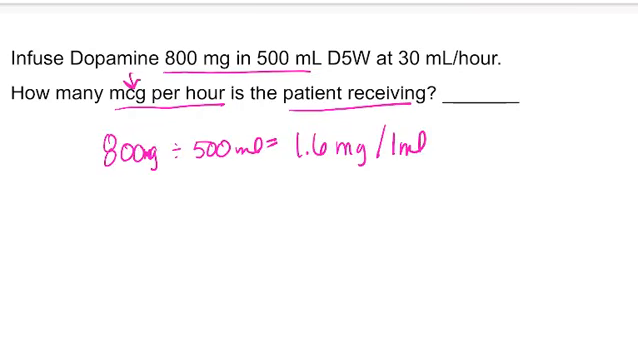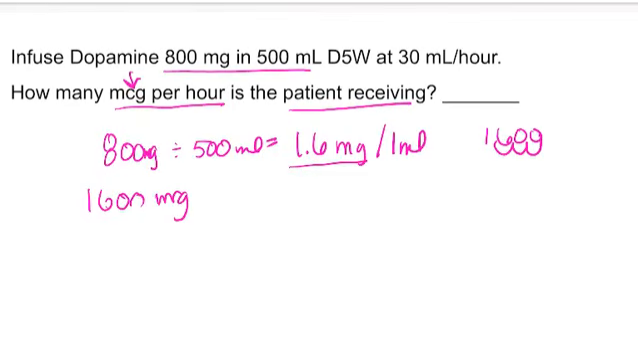So now that I know I have 1.6 milligrams, if I move that decimal 1, 2, 3, I know that this is 1,600 micrograms in 1 milliliter. Yes, 1,600 micrograms in 1 milliliter. And then I'm going to do D over H times V.